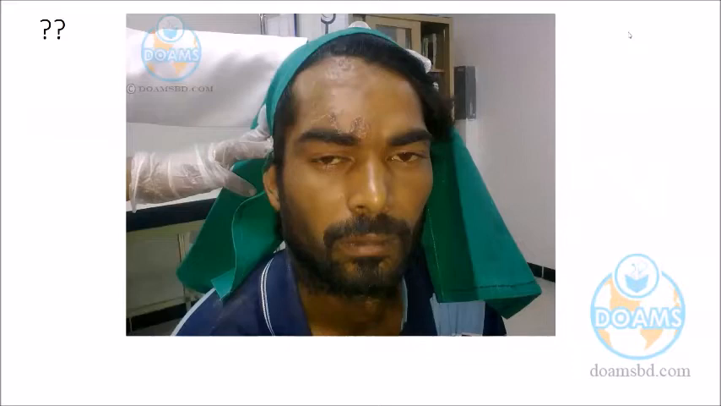Now here, doctor, can anyone say what is the diagnosis? Look at the face. You see some papular or vesicular lesions here on the forehead, maybe some on the upper eyelid also, not very clear. This is also painful. That's herpes infection. Which type? Herpes zoster ophthalmicus, right, doctor.